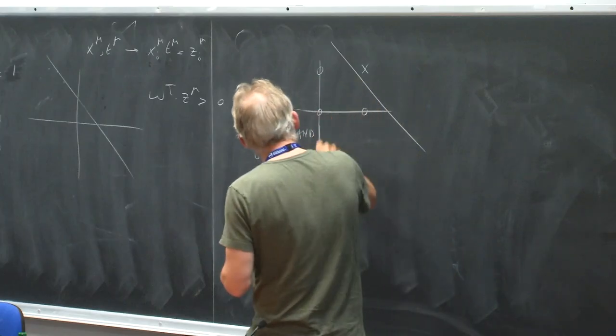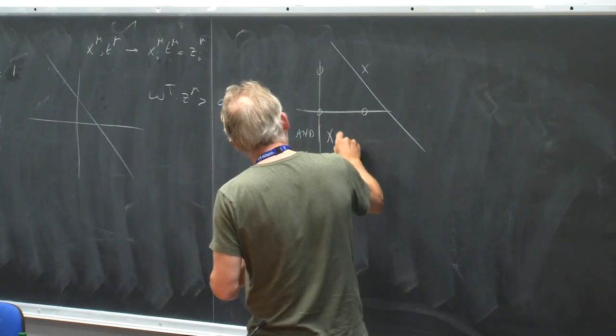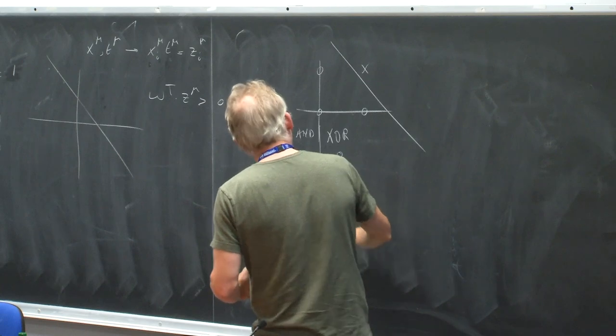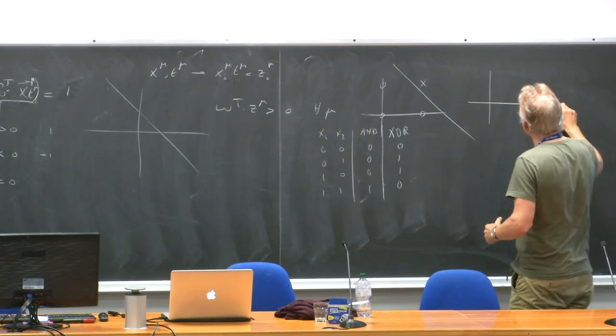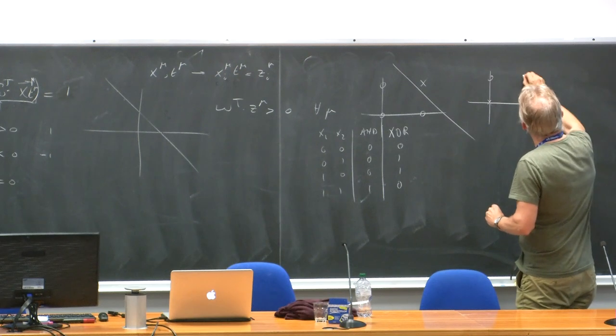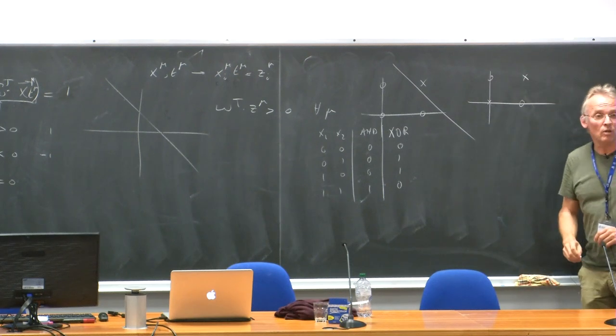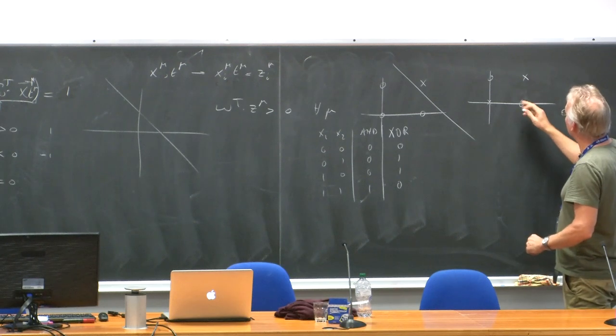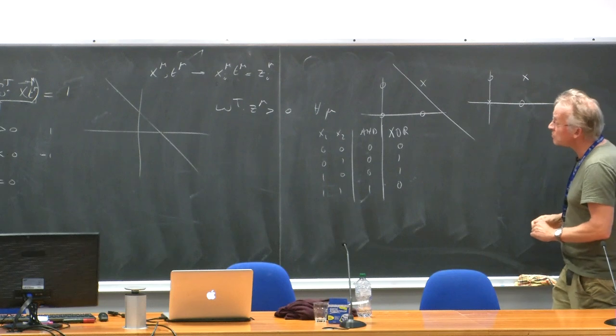If I have the exclusive OR problem, so I have XOR, that means that the truth table is 0, 1, 1, 0. That means that in this picture, I would get 0, I would get 1, 1, 0. And now you see you cannot draw one line that separates the crosses from the circles. So you need at least two lines.